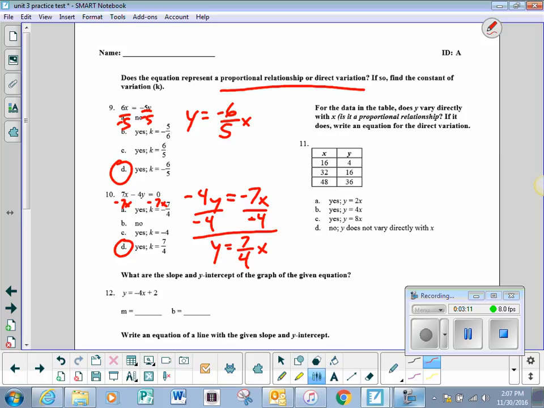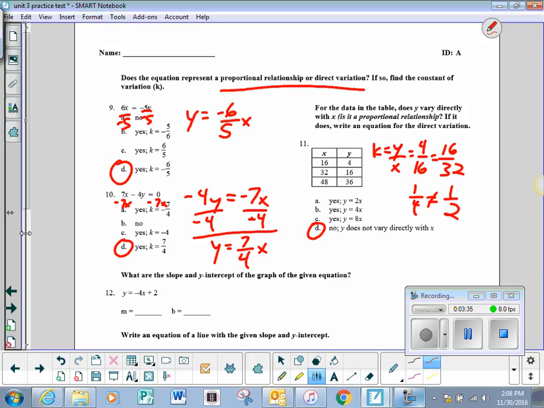Number 11, is this a proportional relationship? Again, k equals y over x. So are all these y over x's equal? Is 4 over 16 equal to 16 over 32? No, this is 1/4. This is 1/2, so they are not equal, so that's a no.